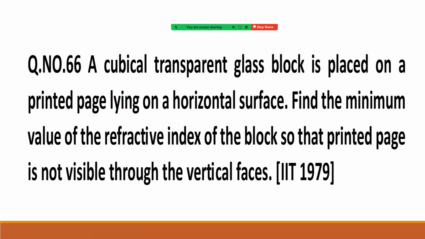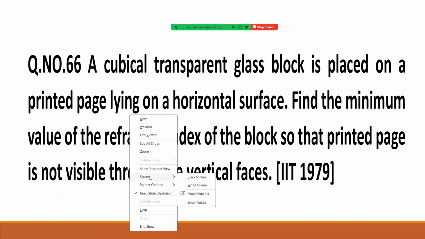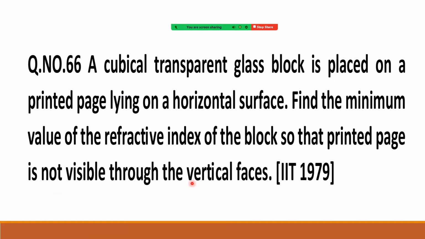Let us see now the same question asked in 1979. Question same, only slight changes. It is just slightly modifying the shape of the object. It is now a cubical transparent glass block placed on a printed page lying on a horizontal surface. Find the minimum value of refractive index of the block so that the printed page is not visible through the vertical faces.